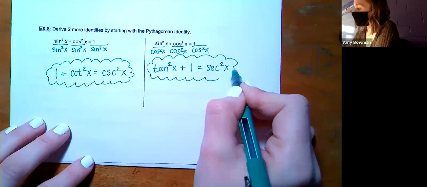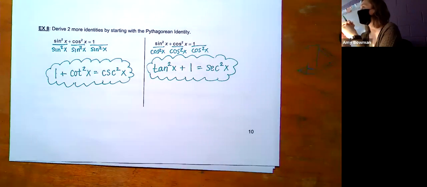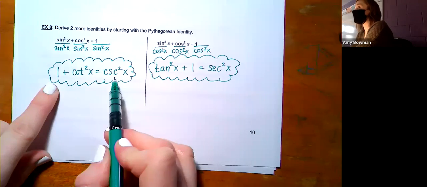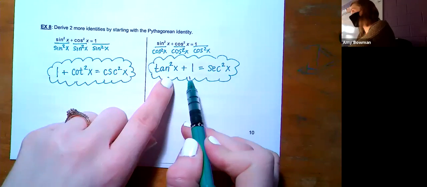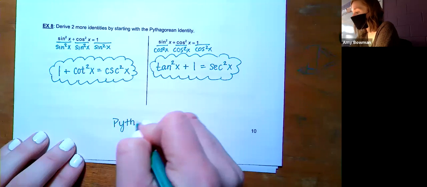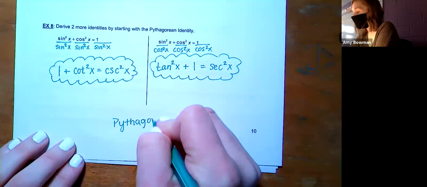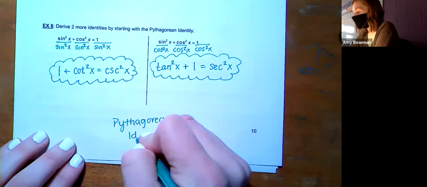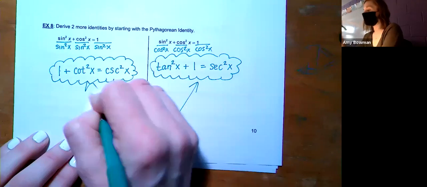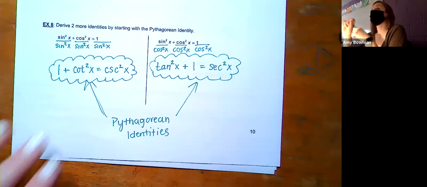So this seems like, okay, just another confusing thing for me to remember. It's not meant to be, it's meant to be a tool. So if you take the cotangent squared and add 1, you have cosecant squared. If you take tangent squared and add 1, you have secant squared. So these are other forms of the Pythagorean identities. Just as useful as our original.